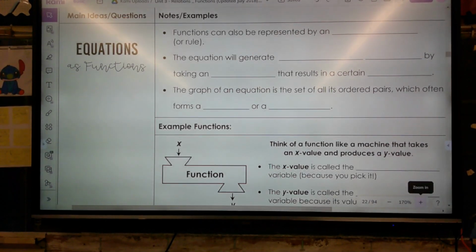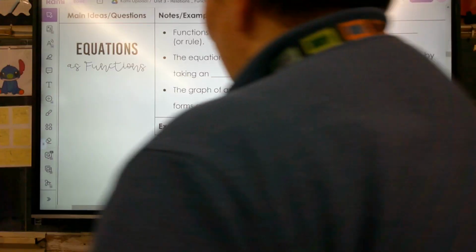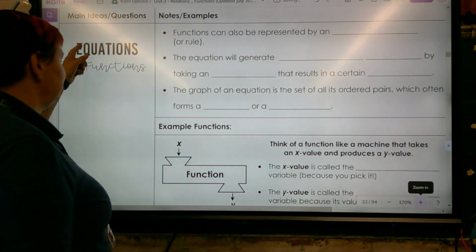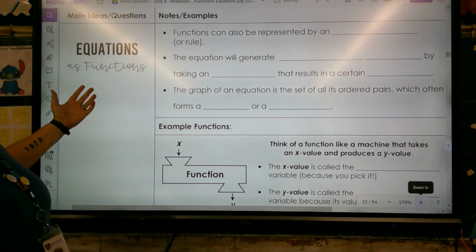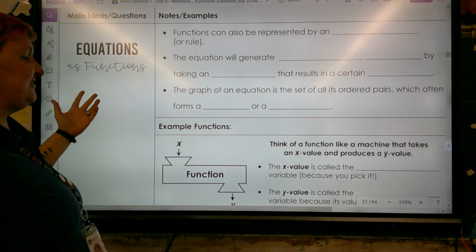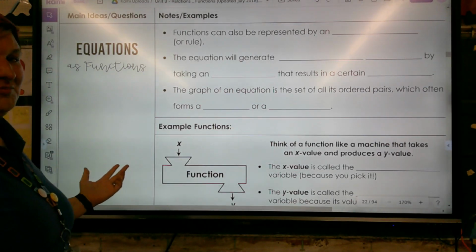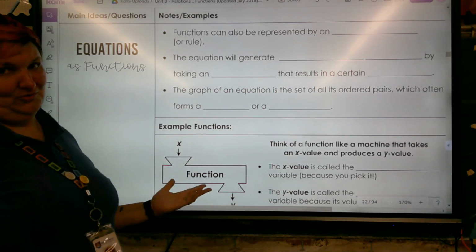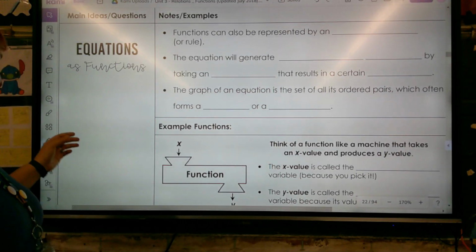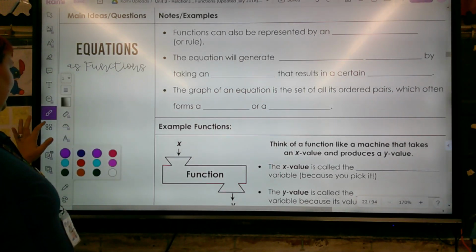Alright, welcome to Unit 3.6, Equations as Functions. You're going to hear the word functions a lot in your higher level math classes, but they're not really that complicated. They sound complicated, they look complicated, but they're really simple. And I'm going to try to make them as simple as possible so you can see what I'm talking about.